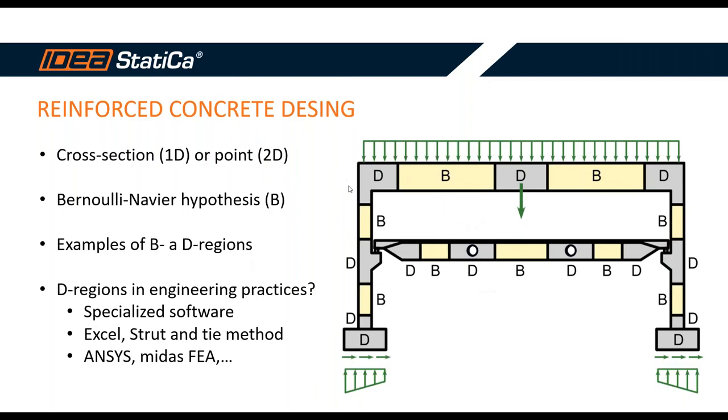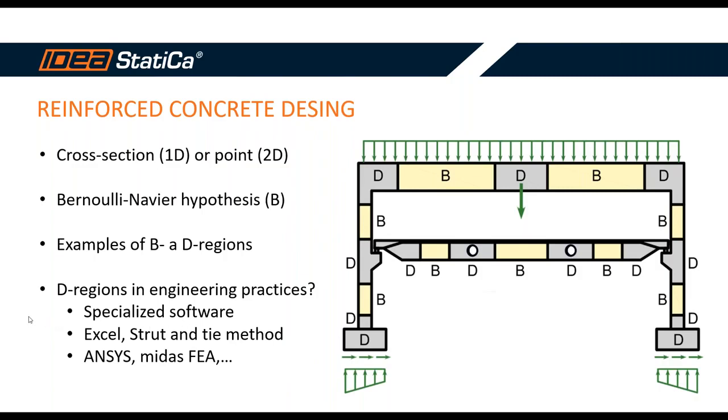But as you can see, the structure is composed of B and D regions, and there are many of them. Unfortunately, we cannot apply this assumption in these D regions. So, what do structural engineers do in practice? They have several options.